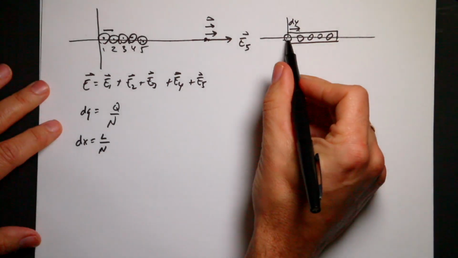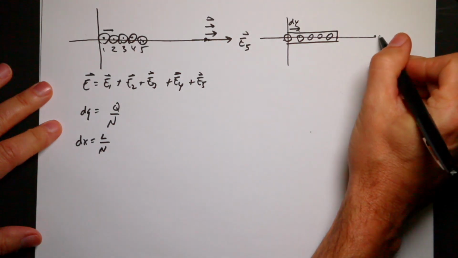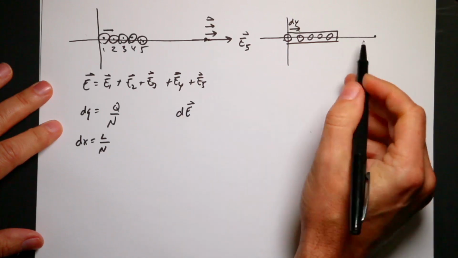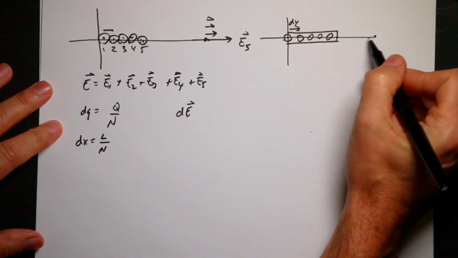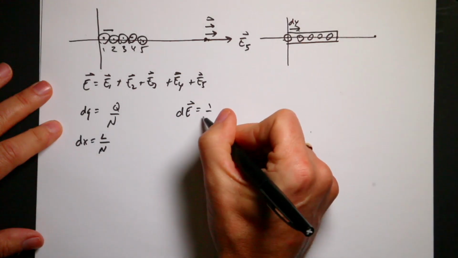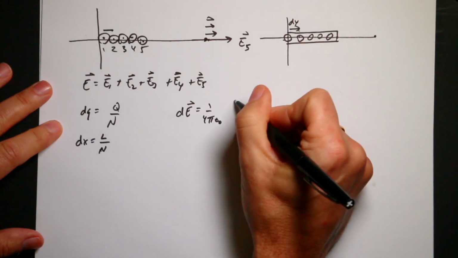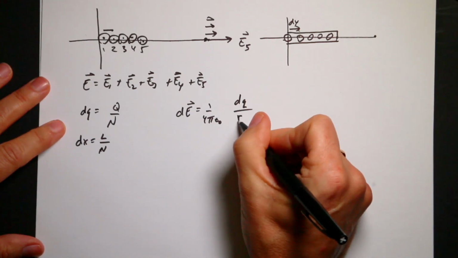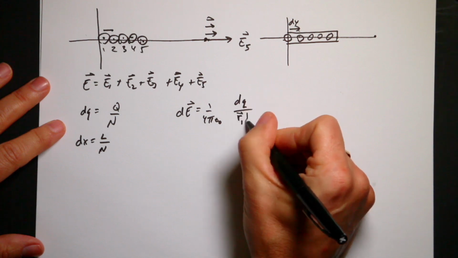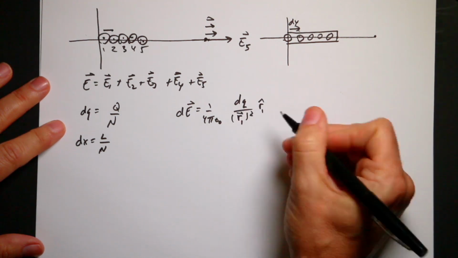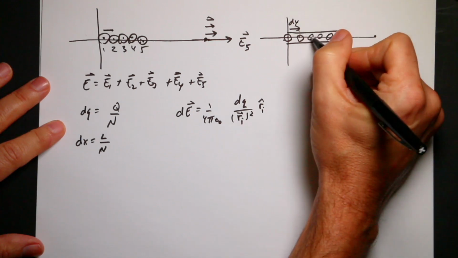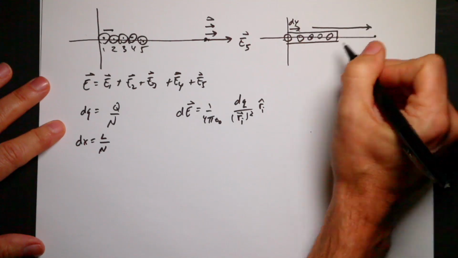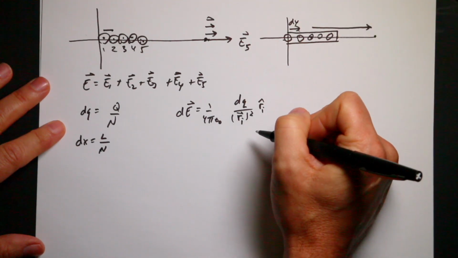But once I know the location of each of these charges, I can find the value of the electric field. So I'll say this: dE, my piece of electric field due to one of these charges, is going to be 1 over 4 pi epsilon naught, dq over r_i squared, r hat i. Once I know the location of each of these charges, I can find that vector r, and that's what I'm going to use to find this electric field. And then I just add them all up.